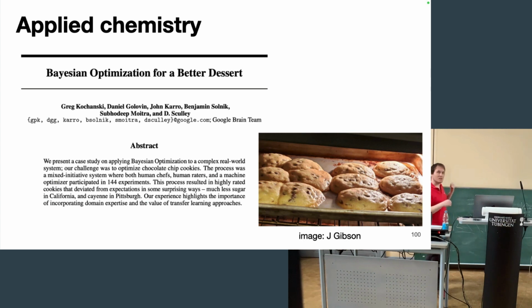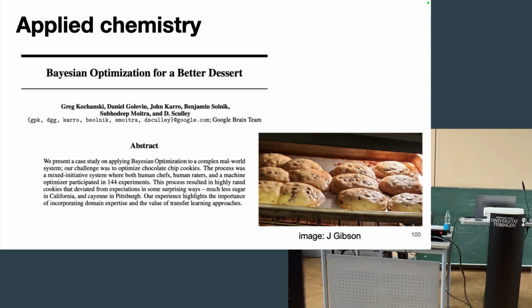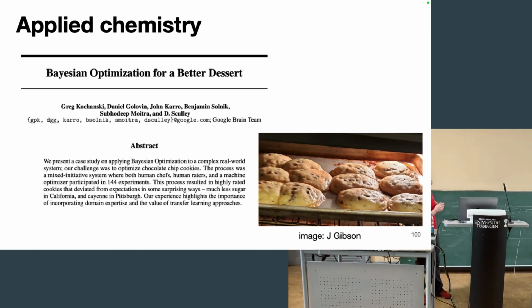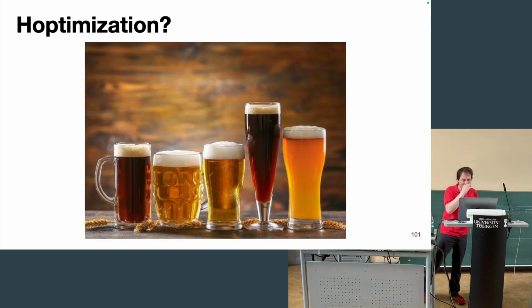An example of applied chemistry was this paper from Google, where they were trying to optimize the chocolate chip cookie recipe served in the Google cafeteria. Every day they would whip up a new batch of cookies, and they would feed them to the employees, and then they would measure how good they were with a survey. They had this paper at a workshop where they published their optimal recipe. A couple years ago, I had a student make the recipe. He took the picture in the lower right, and he said they were pretty good. It was COVID, though, so I didn't get to try them.